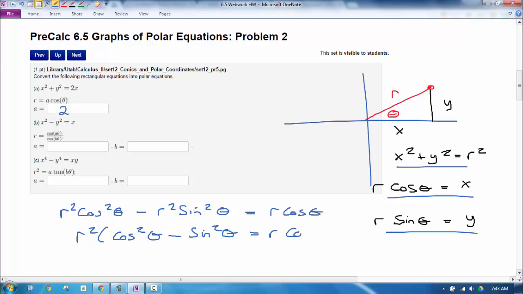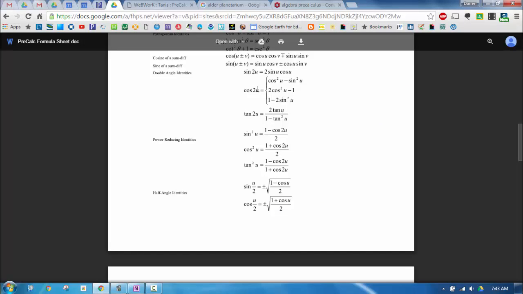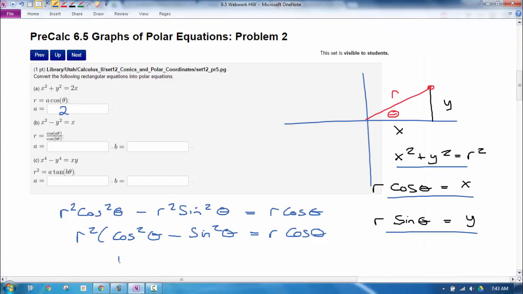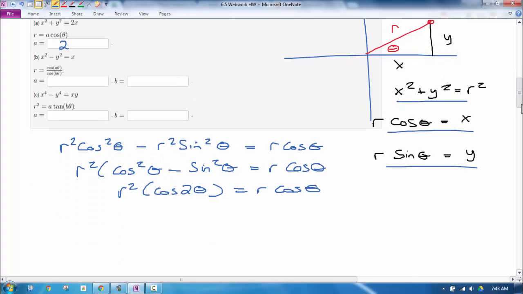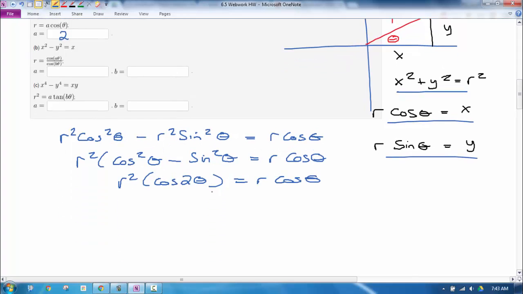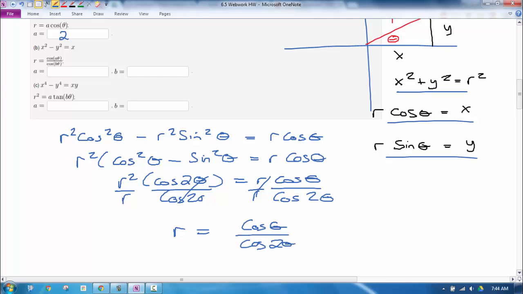And that's actually on our formula sheet. So I had to look through the identities real quick. And on the formula sheet, you'll see the cosine of 2 theta is cosine squared minus sine squared. So the cosine of 2 theta is what this is. So I'm going to write that as cosine of 2 theta. And then I can obviously now divide both sides by cosine of 2 theta. And I can also divide by one of these r's to get rid of this r from this side. So I end up with r cosine of theta over cosine of 2 theta, which is what they wanted. So a is 1 and b is 2.